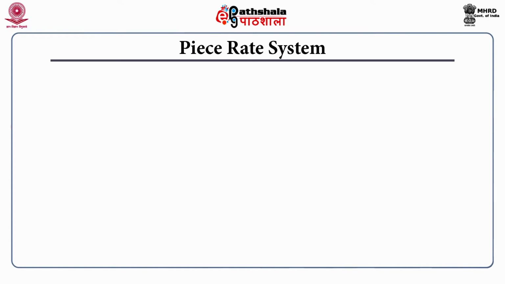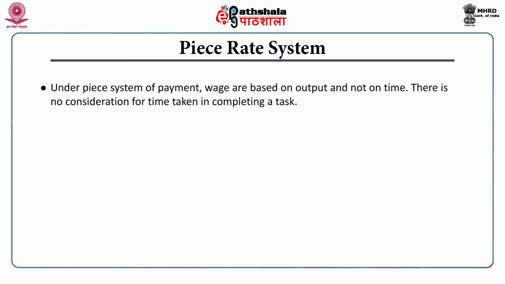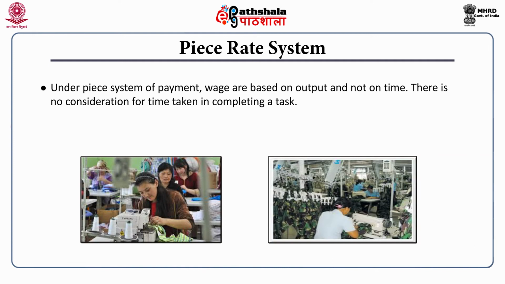Piece rate system. Under piece rate system of payment, wages are based on output and not on time. There is no consideration for time taken in completing a task. A fixed rate is paid for each unit produced, job completed and operation performed. Workers are not guaranteed minimum wages under this system of wage payment.